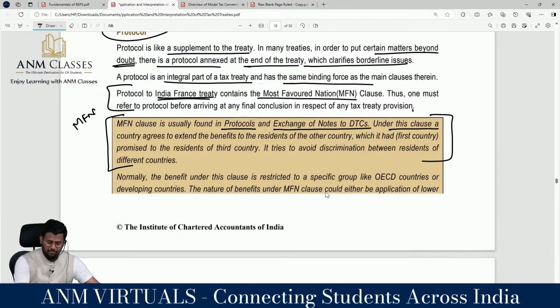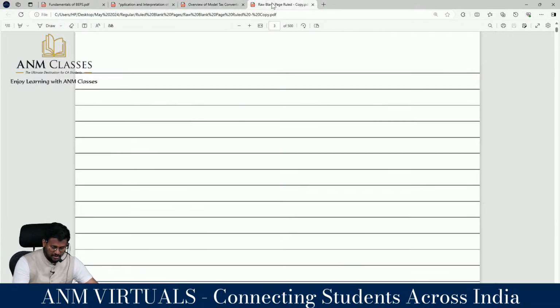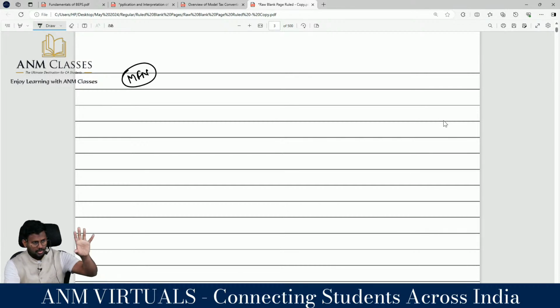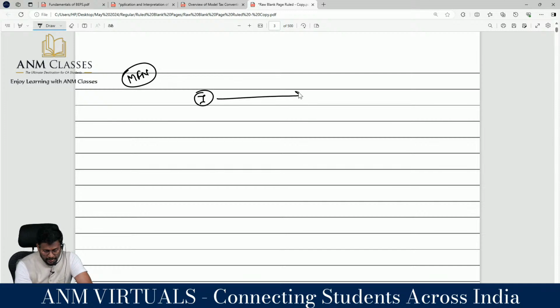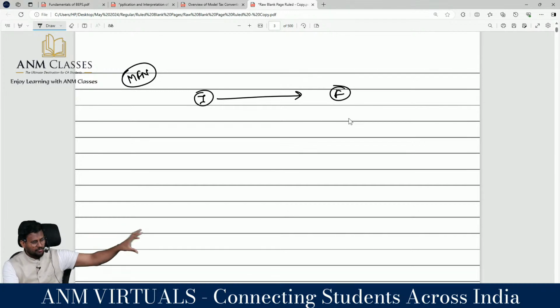Alright, very simple. This is the meaning of MFN clause. Understand, it may be tested in examination. Now, with whom do we have MFN? Listen very carefully, pay attention, very important. India and France have already entered into DTA. In the protocol, we have a clause, most favored nation clause. This is what most favored nation clause is all about. I am going to explain.